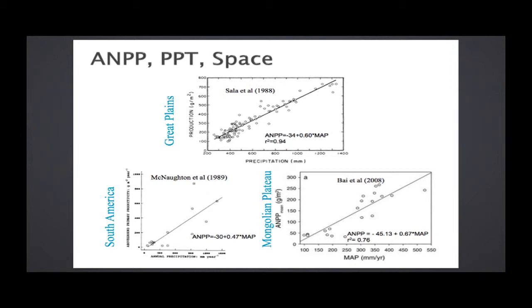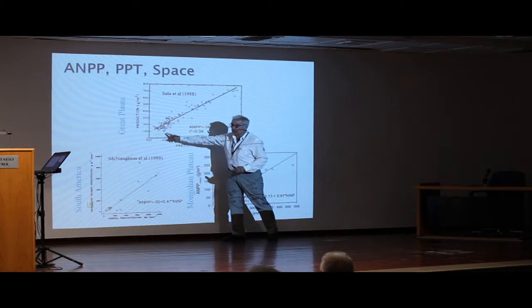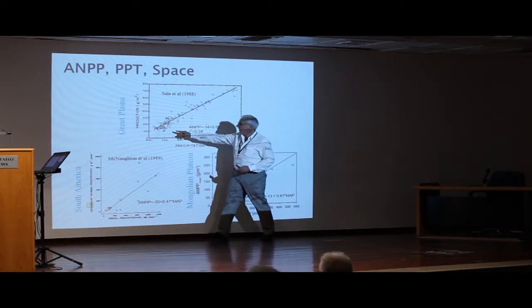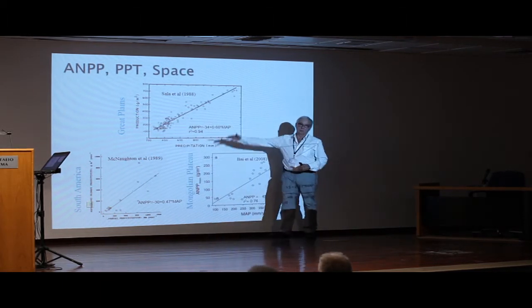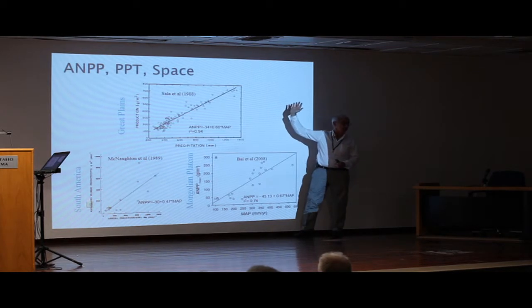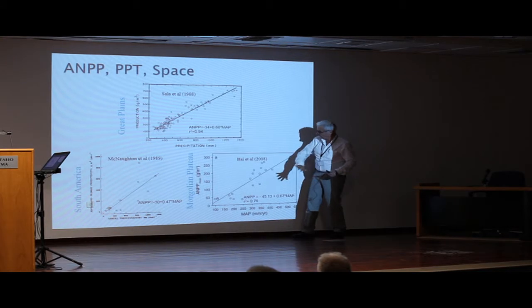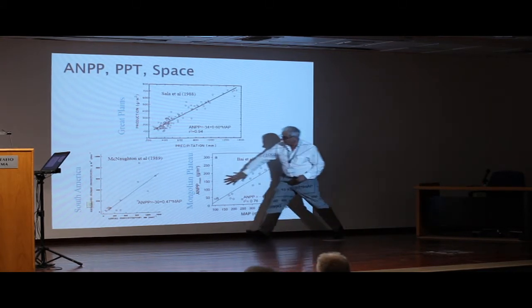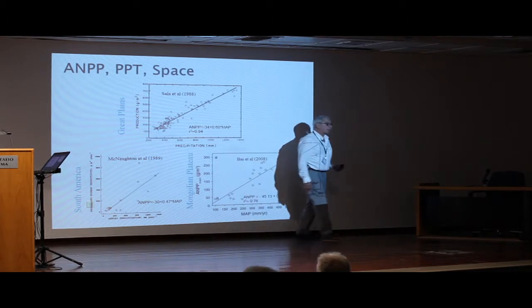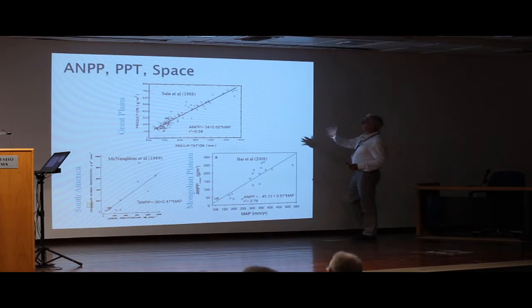Here is a study in the US based on around 1,000 data points, where each data point is a mean annual precipitation. On the y-axis you have the mean annual production. So the wetter, the higher the production. It's a very simple model. There are similar examples of papers from China and Africa. So nothing is new here.